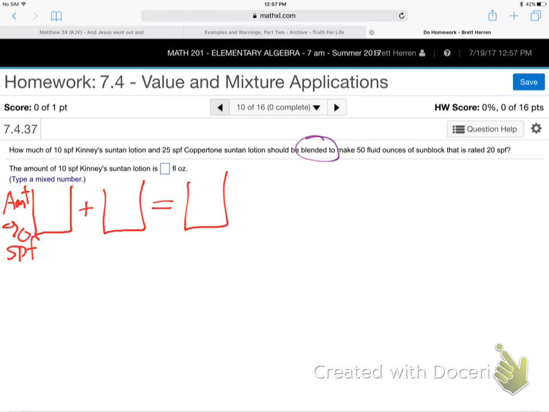Okay. So the 10 and the 25 and the 20. Notice again, the final product, the mix, is between the other two, right? You're mixing something stronger with something weaker. The final thing's got to come out between them, doesn't it? And then they're giving you one other number, the 50 fluid ounces of the final mix. So the 50 goes there. The other 2 spots are X and Y. I think I'm going to put K for Kinney's, C for Coppertone, but X and Y is fine. Take it from there.